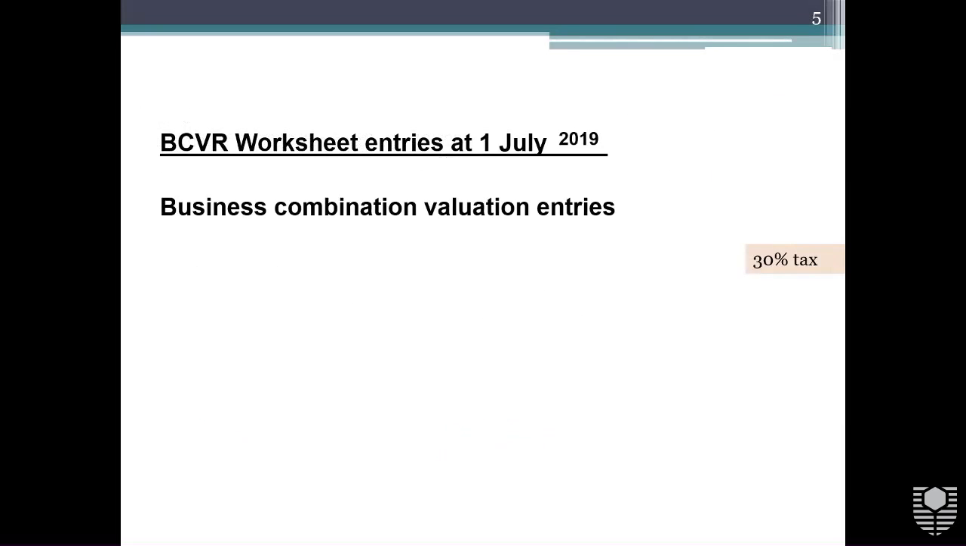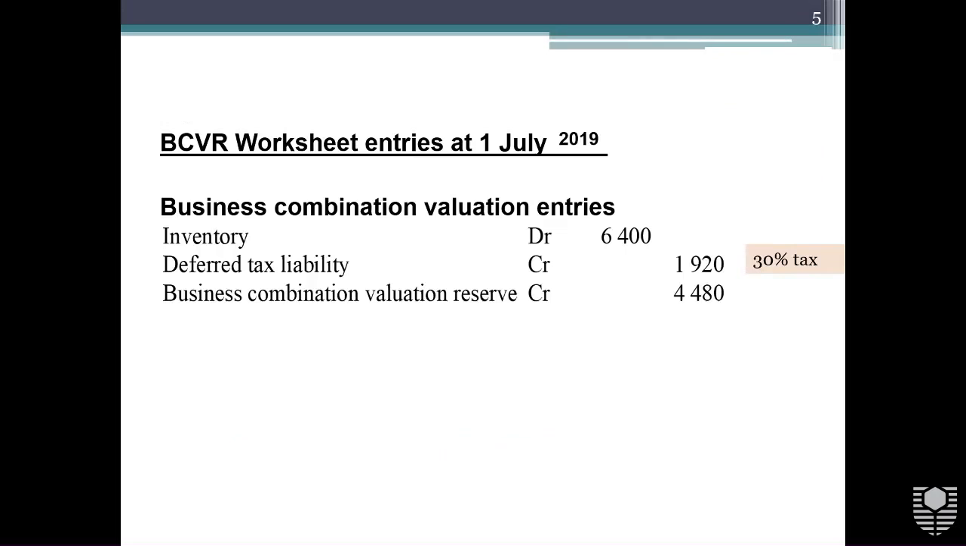Okay, step 2, let's do our business combination valuation entries. Number 1, let's do our inventory first. We have to increase the value of our inventory because the fair value was higher than the carrying amount. So we're going to debit our inventory 6,400. We're going to put 30% of that, so 30% of 6,400 is 1,920. If you need to, grab your calculator so that you're adding it up as you're going along. And the difference, which is the 70%, is going to go to our business combination valuation reserve, 4,480.